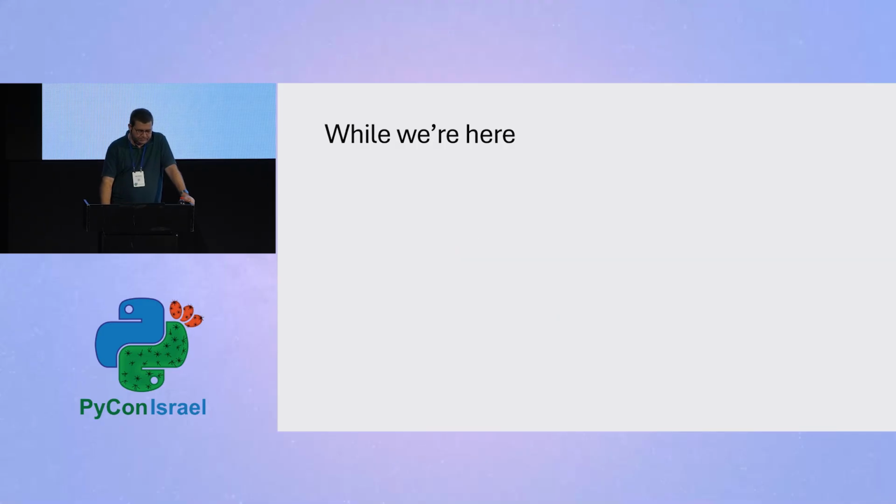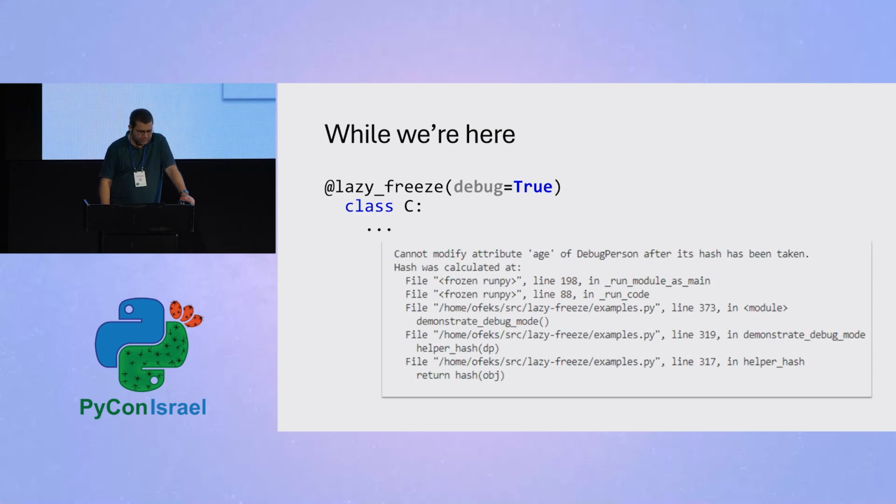While we are here, let me show you two additional features of the lazy freeze decorator. First, it accepts a parameter debug. When it is set, the decorator collects the stack trace at the point of taking the hash. And when someone tries to modify the state of the decorated class after a hash is taken, it reports not only cannot modify attribute, but also hash was calculated at stack trace, which was useful to me.